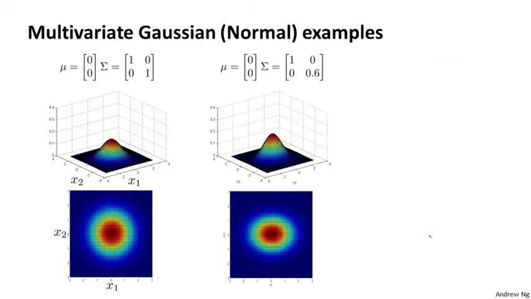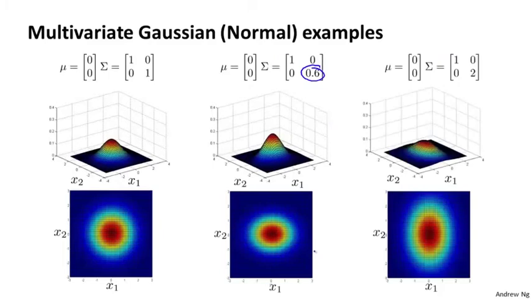Similarly, if we were to modify this element of the matrix instead, it's similar to the previous slide, except that here we're saying x2 can take on a very small range of values. Here this is 0.6, where notice now x2 tends to take on a much smaller range of values than the original example. Whereas if we were to set sigma to 2, that's like saying that x2 has a much larger range of values.